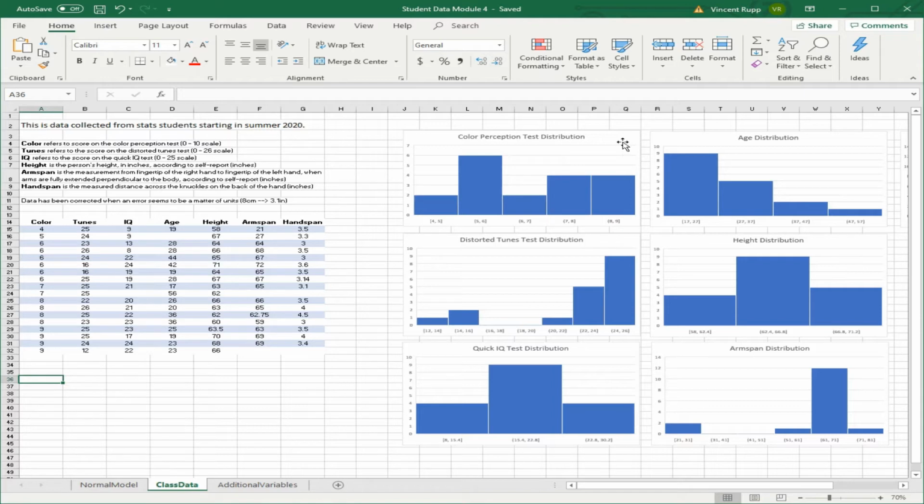So if we do a distribution of the color perception test, this isn't really unimodal. You can see the bars are kind of all up and down. There's not much we can do with this. Is it roughly symmetric? No.